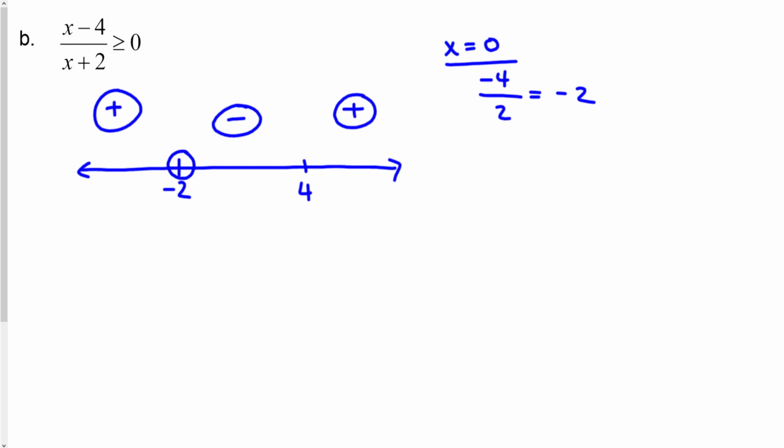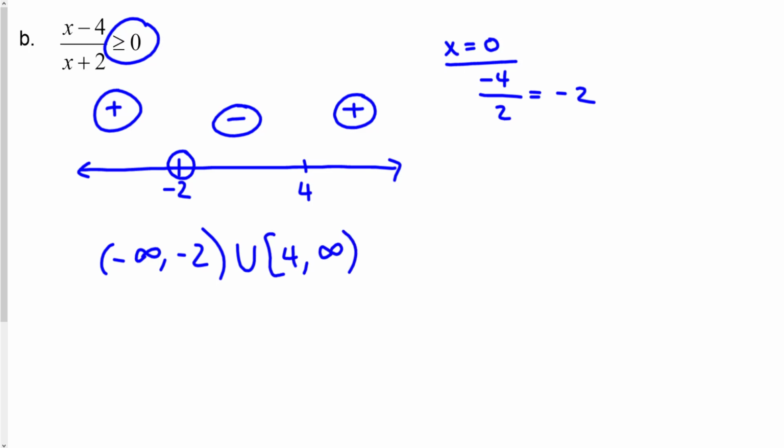So I want to find out where this is greater than or equal to 0, so where is it positive? So it's positive on the interval from negative infinity to negative 2. And even though it says greater than or equal to 0, I can't put a bracket here because negative 2 is a vertical asymptote. And union from 4 to positive infinity. And 4 is included because that's just where the graph is crossing the x-axis. It is still defined there.